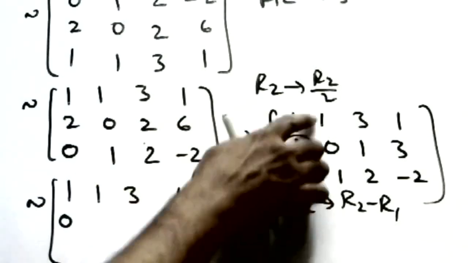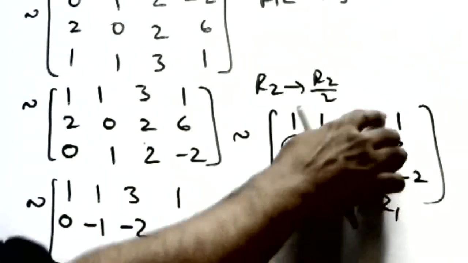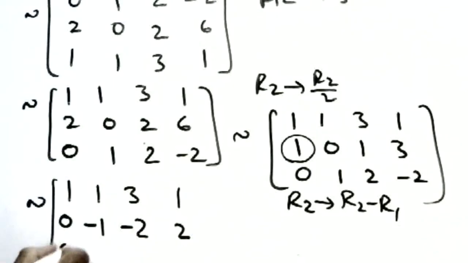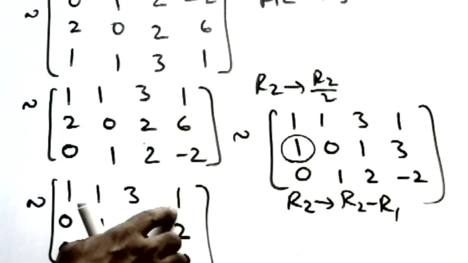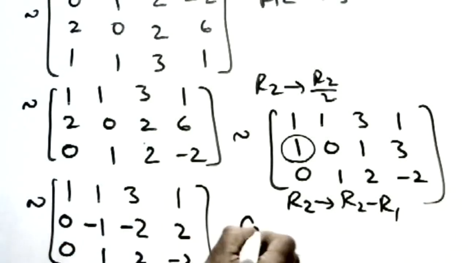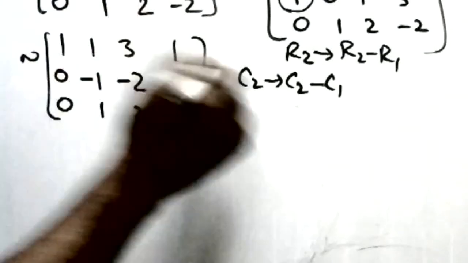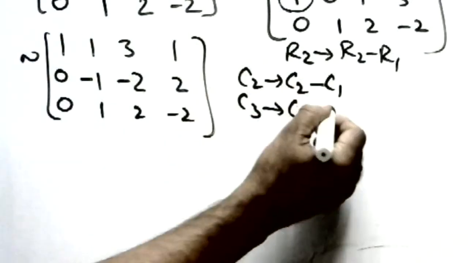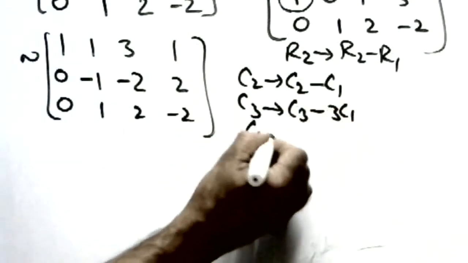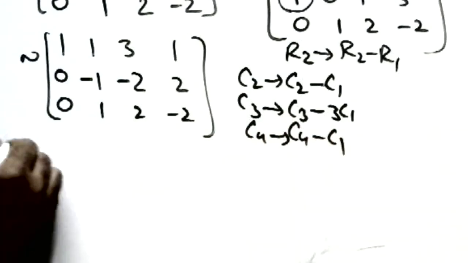Now let me make this one 0. 1 minus 1 is 0. 0 minus 1, this will be minus 1. 1 minus 3 is minus 2. 3 minus 1 is 2. Now you write as it is 0 1 2 minus 2. Next step, we have to make these three zeros using columns. So C2 implies C2 minus C1. Next C3 implies C3 minus 3C1. Now C4 implies C4 minus C1.